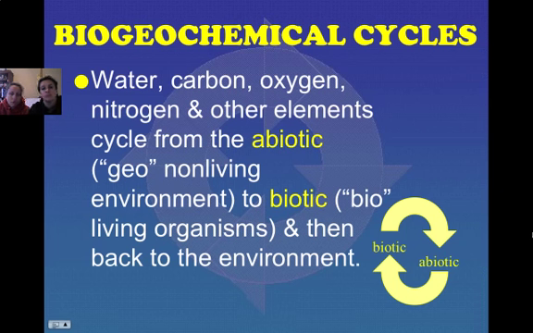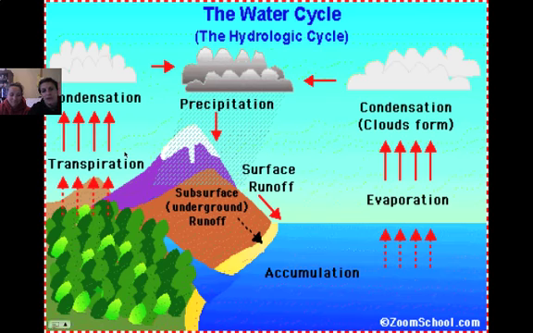Okay, so with water, carbon, oxygen, nitrogen, and other element cycles, those go from the abiotic, which remember is the non-living environment, all the way to the biotic or the living organisms, and then back to the environment. So this is just showing you how we do go in the cycle from biotic or living to abiotic, non-living, and back to biotic.